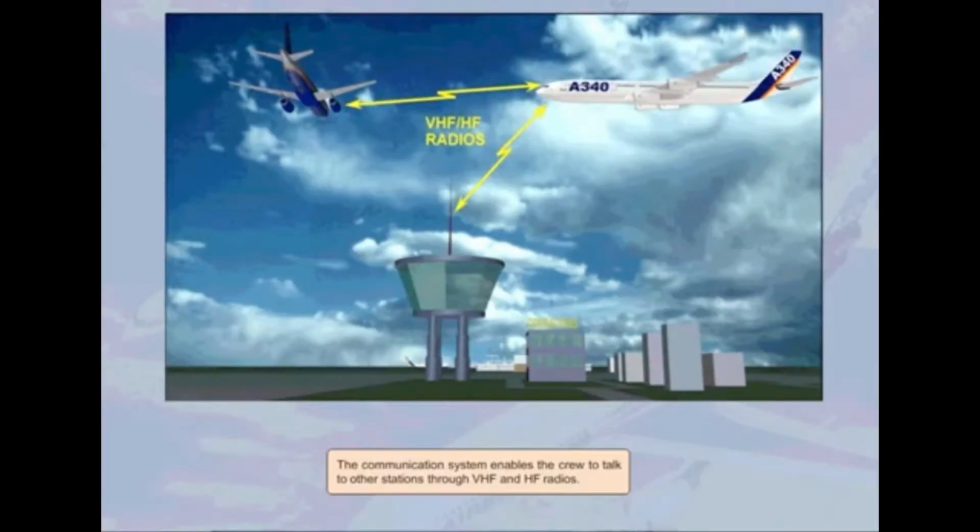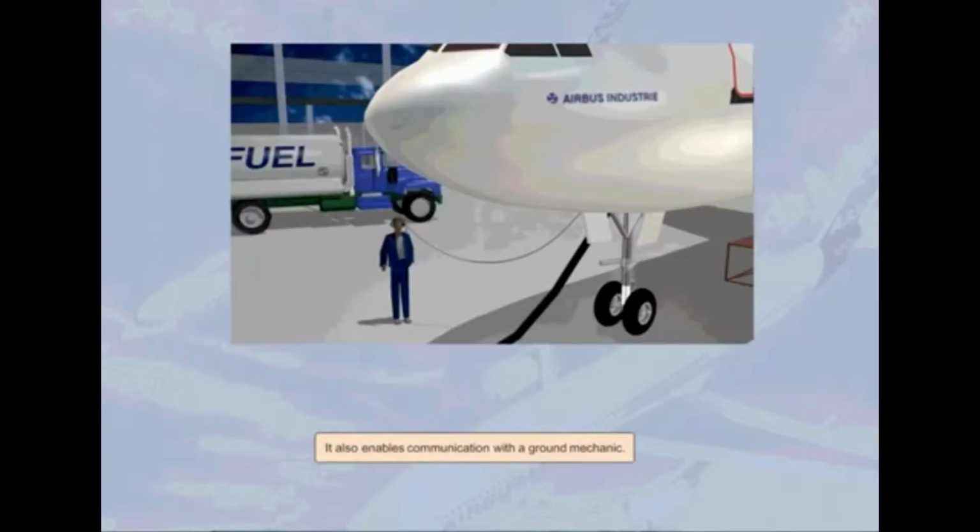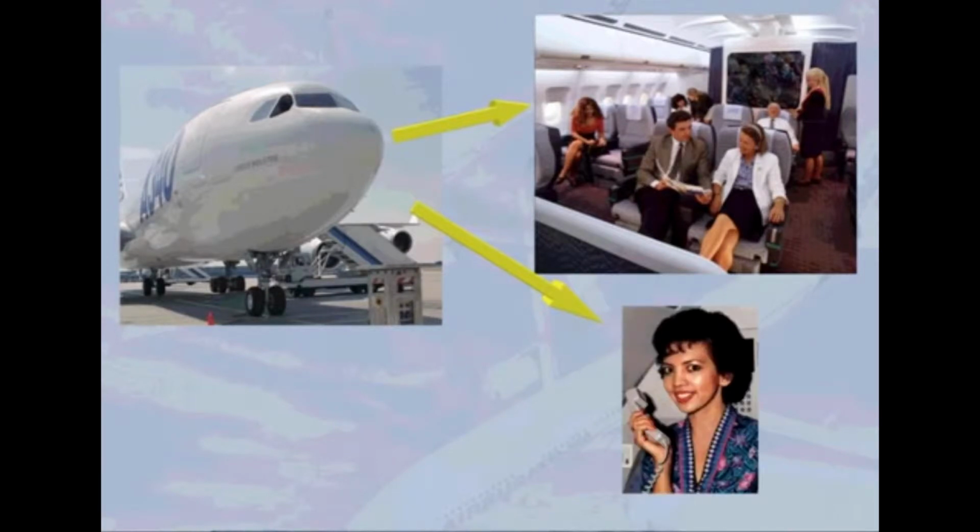The communication system enables the crew to talk to other stations through VHF and HF radios. It also enables communication with the ground mechanic. There are two systems of communication from the cockpit to the cabin: the passenger address (PA) system for passenger announcements, and the cabin interphone system to talk to a cabin attendant.